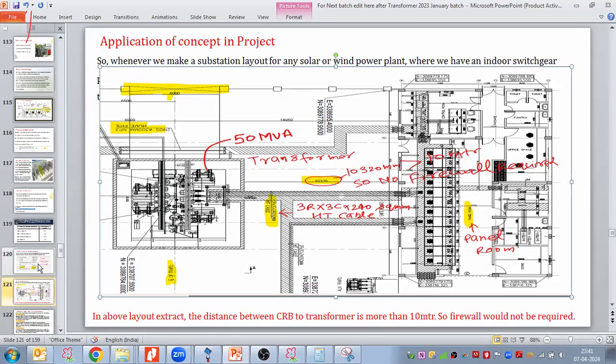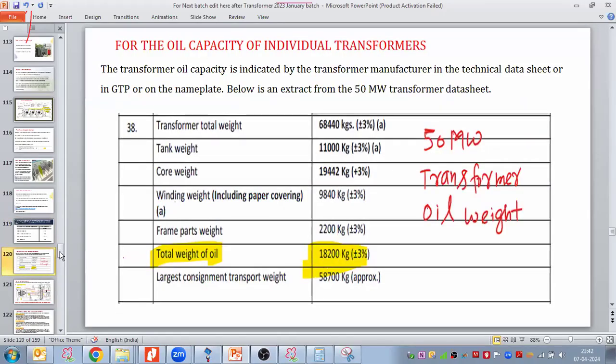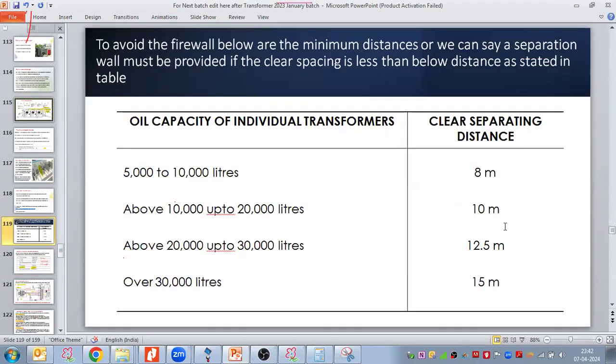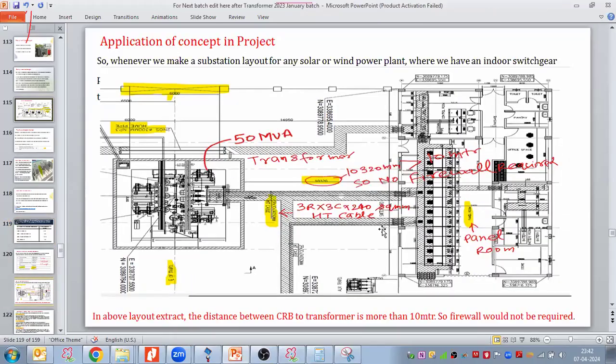Because, go to this table now, and up to 20,000 liter. Here I have 20,000 liter. Suppose for 20,000 liter, my requirement is how much? 10 meter. I cannot take less than 10 meter. So due to that reason, I have taken here 10 meter 320 mm, or you can go 10.3 as well. Means you need to ensure it should be more than 10 meter.